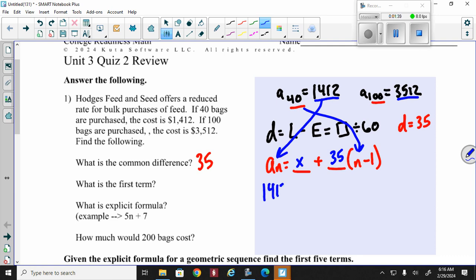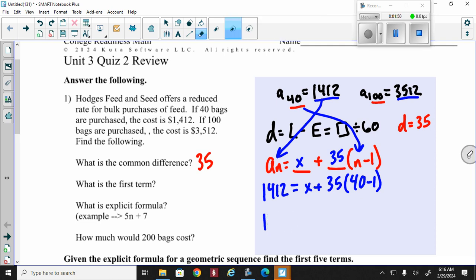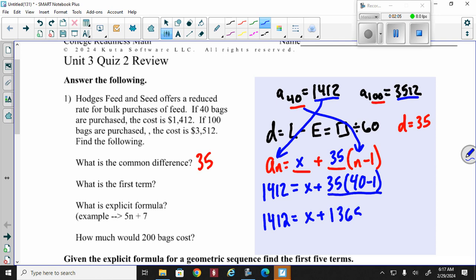So 1412 is equal to x plus 35, parenthesis, 40 minus 1. I don't like the way I wrote that. Let's see. So 1412 is equal to x plus 35 times 40 minus 1, which is 35 times 39, basically. And that is 1365. All right, subtract 1365 from both sides. So 1412 minus 1365, and I get my first term, x being 47.